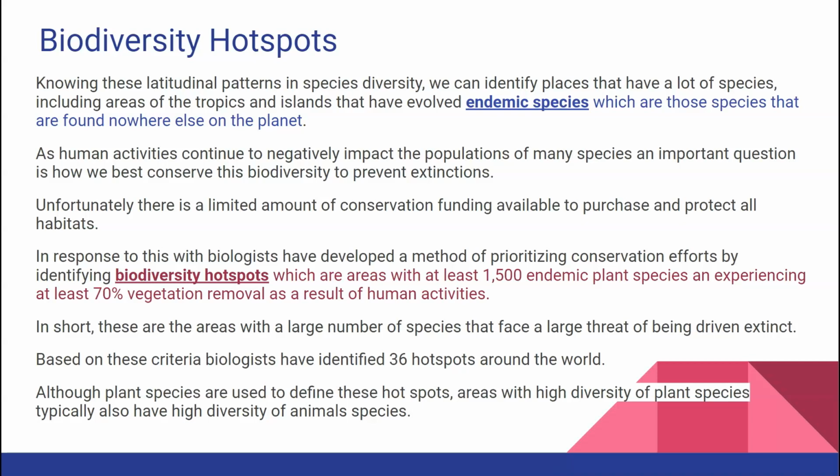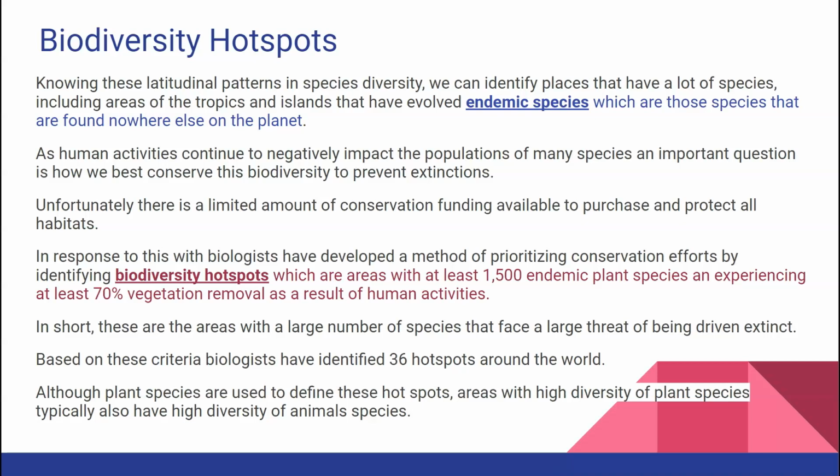As human activities continue to negatively impact the population of many species, an important question is how we best conserve biodiversity to prevent extinction. So in response to this, biologists have developed a method of prioritizing conservation efforts because there's not a lot of money for this. So we have to prioritize where this money is going to go.